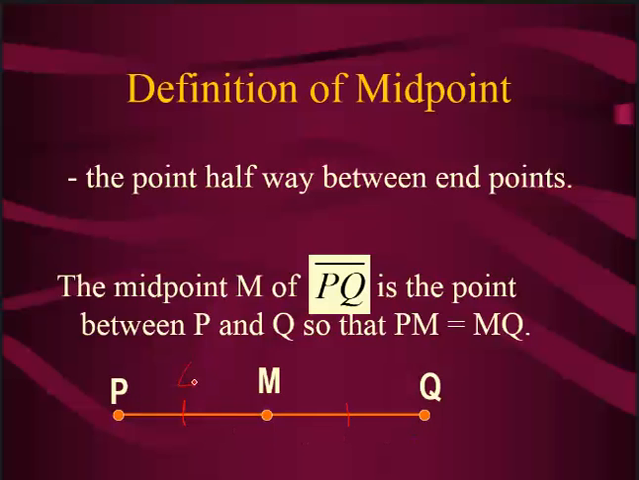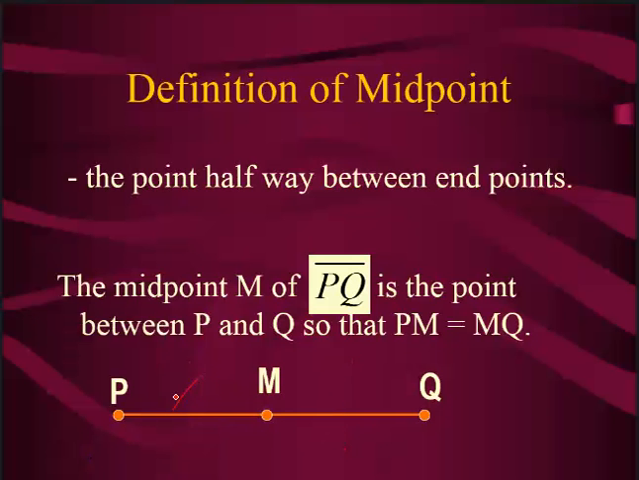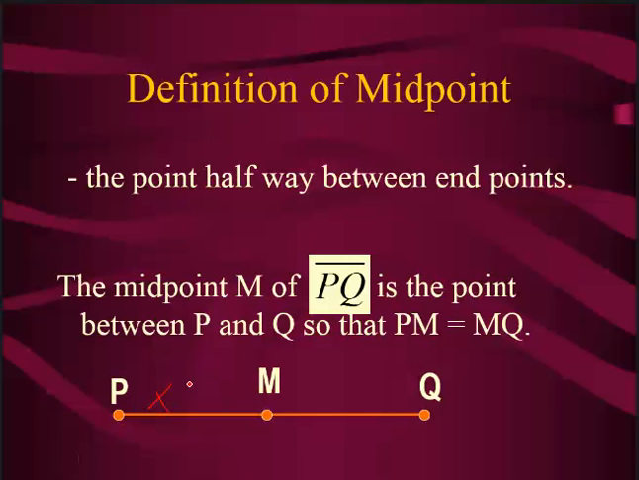So if this one's 4, then this one has to be 4. If this one's X, this one has to be X. If this one's X and this one's 2, then X equals 2. If this is X plus 2 and this is 6, then X plus 2 is going to equal 6. I can put anything in here and set them equal to each other.